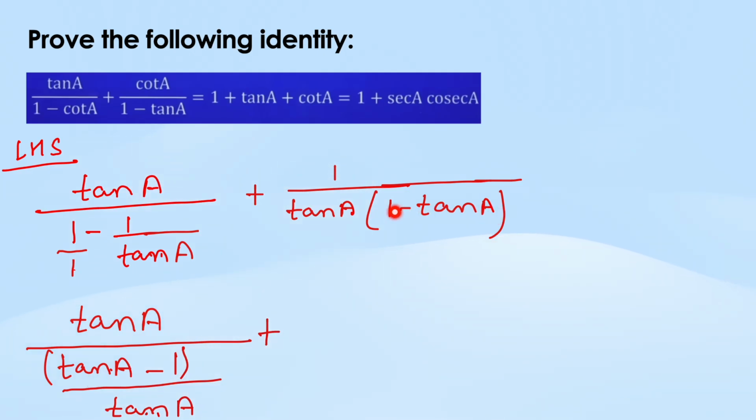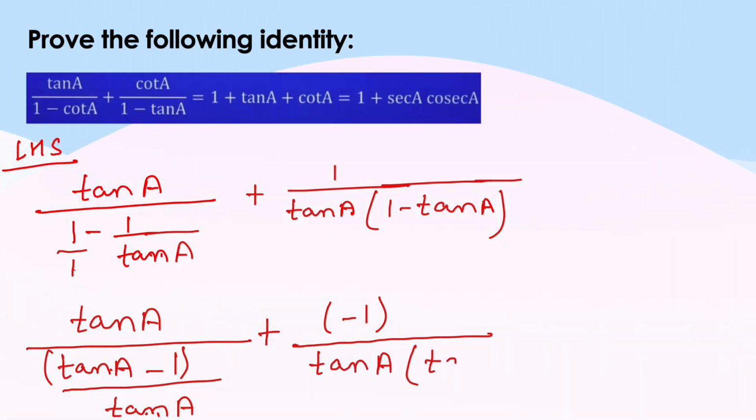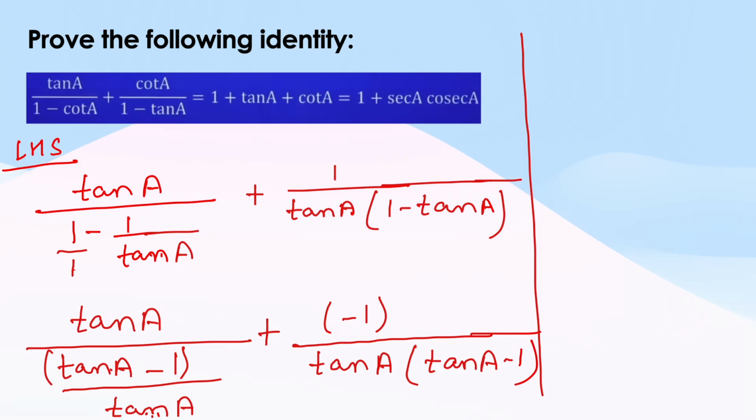If I take the minus sign common, I can make it as tan A minus 1. Because 1 is positive here, 1 is negative here; tan A is negative here, tan A is positive here. What I can do is take minus 1 common, or multiply the base with minus 1, and it will become tan A into tan A minus 1. Clear? Now tan A is in the base of the base, so tan A will move to the numerator. It will become tan square A divided by tan A minus 1.